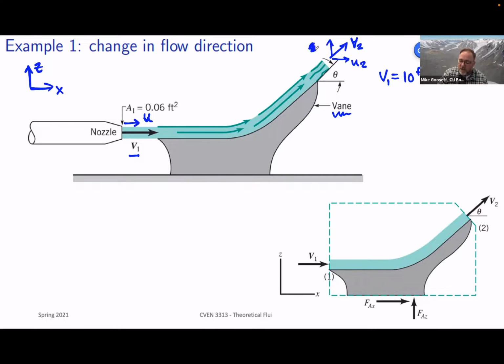Sorry, W. We were using little w for that. Little w2. Okay, so U1 is the same as V1 here. W1 is equal to 0. There's no vertical component to that flow that's coming out.